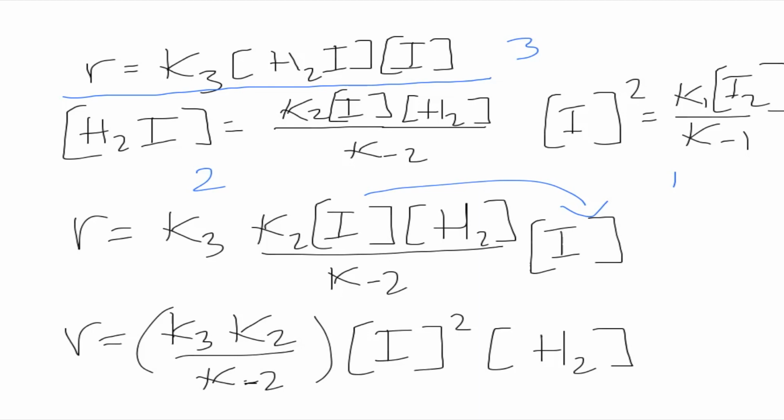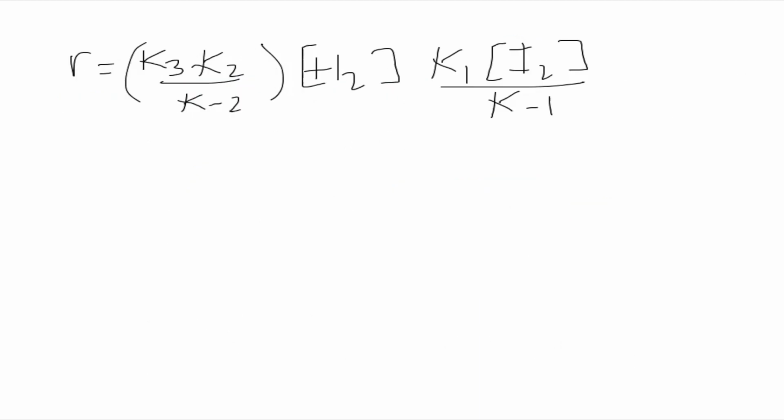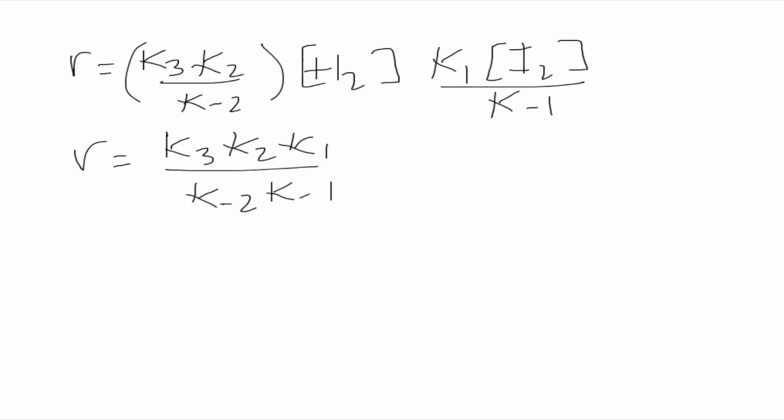And finally, we can plug this in here. That will give us this. So this is what we get after we plug in the I squared. And we can put again all the K's together. We have K3 times K2 times K1 over K-2 times K-1. And then we have here hydrogen and I2, so iodine gas.